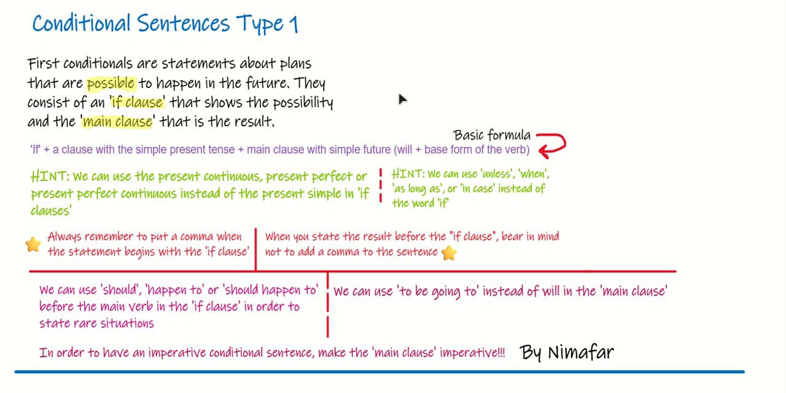So we can say, unless you get dressed right now, you won't be there on time. Or as long as you get dressed right now, you can be there on time, or you will be there on time. We can use unless, when, as long as, or in case instead of the word if.